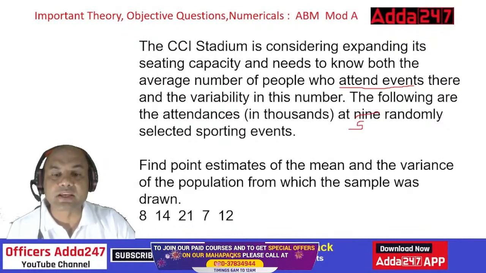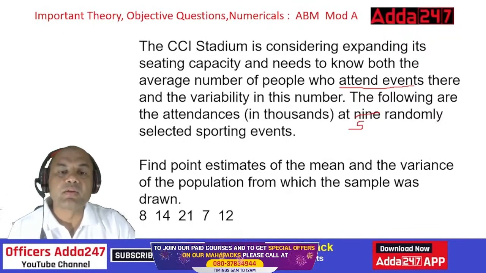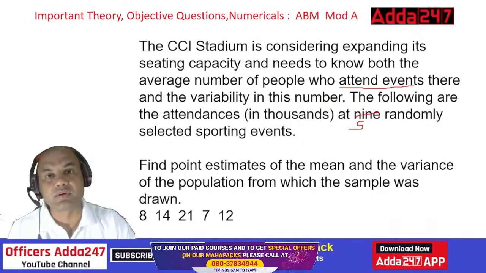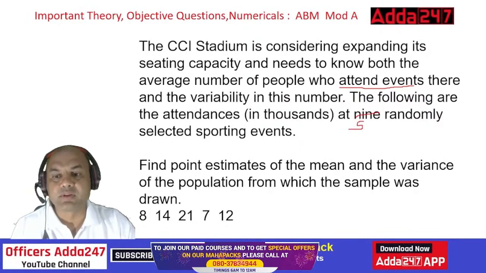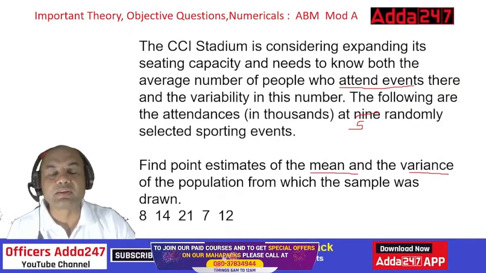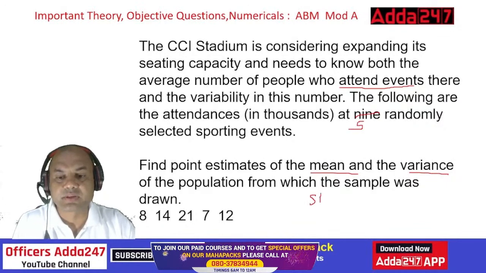Now these are in thousands. So 8 means 8,000, 14 means 14,000, and so on. Find a point estimate of the mean and variance of the population from which the sample was drawn. So we have to find out two things: one is variance, second is mean. Now I'll give you the third thing also. We'll also find out the standard deviation. This is also something which we need to find out.